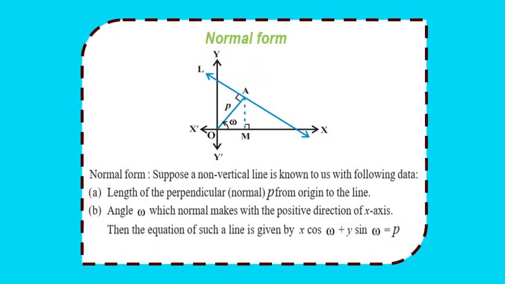Next we have normal form, that is the perpendicular distance of a line from the origin is known, that is p, and the angle that the normal, that is the perpendicular, is making with the positive x-axis, omega, is known. Then the equation of the line, called normal form, is obtained as x cos omega plus y sin omega equals p, where p is the perpendicular distance of the line from the origin and omega is the angle made by the perpendicular with the positive x-axis. Clear? So pause and note down this point.